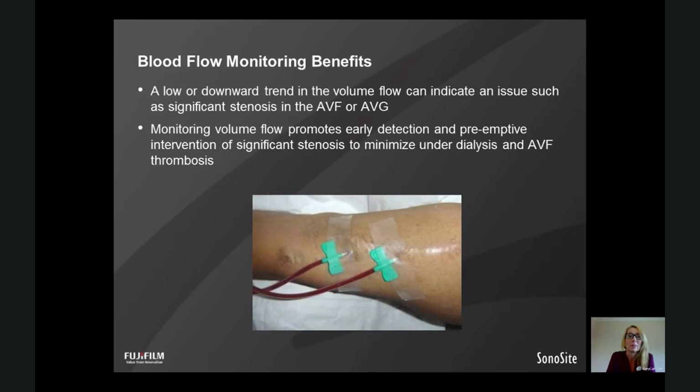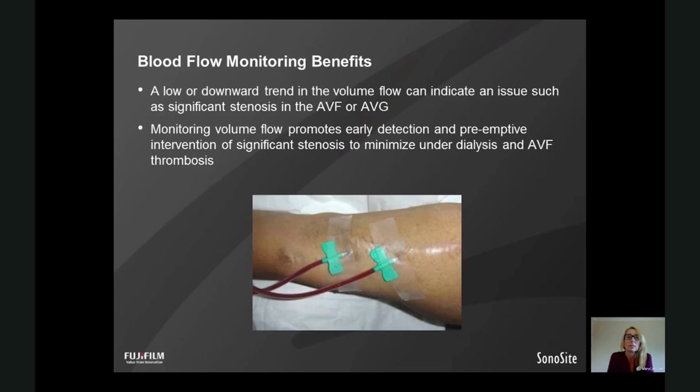Blood flow monitoring benefits. We can do a single measurement of a blood flow volume. This in isolation gives us a little bit of an idea at least of what the fistula or graft is running at. However, we also like to look at the trend, because a downward trend in the volume flow can indicate an issue such as a significant stenosis in the fistula or graft. It promotes early detection and preemptive intervention of significant stenosis to minimise underdialysis and AV fistula thrombosis.